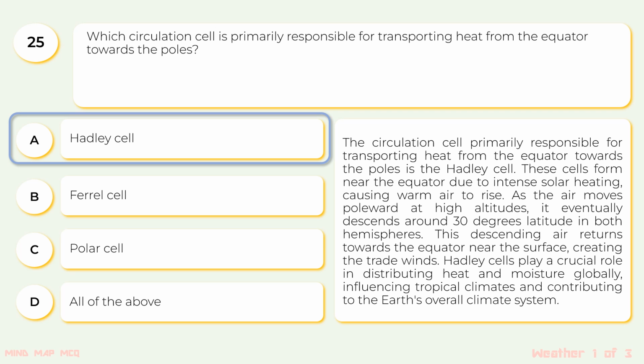These cells form near the equator due to intense solar heating, causing warm air to rise. As the air moves poleward at high altitudes, it eventually descends around 30 degrees latitude in both hemispheres. This descending air returns towards the equator near the surface, creating the trade winds. Hadley cells play a crucial role in distributing heat and moisture globally, influencing tropical climates and contributing to the Earth's overall climate system.